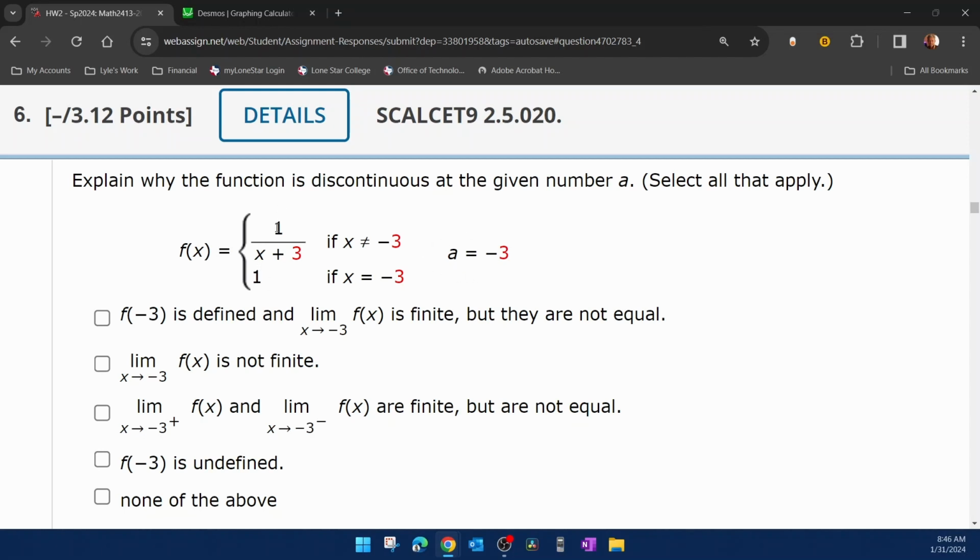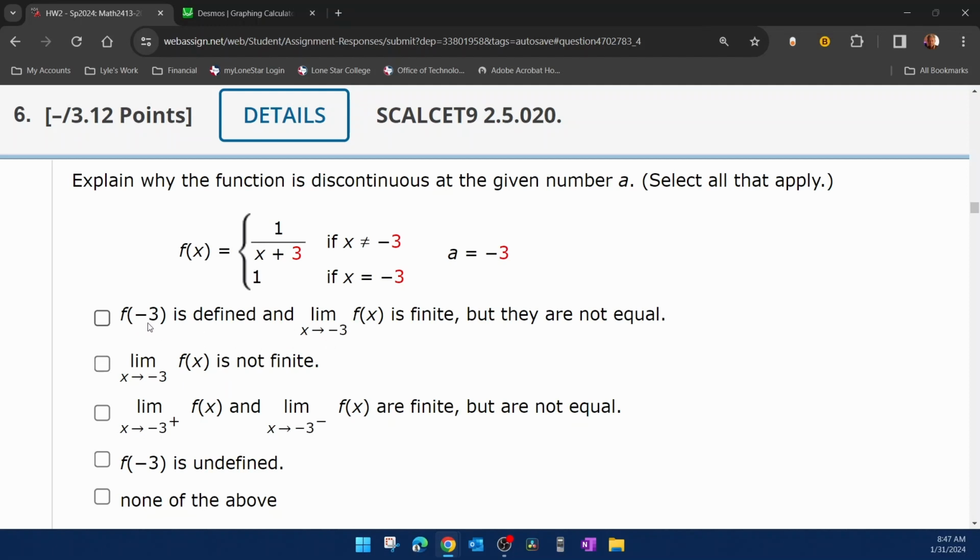If we look at our piecewise function, we can see that when x is -3, it is defined to be 1. So this option down here where it says f of -3 is undefined, that cannot be the correct answer because the piecewise function does define the function value to be 1 when x is -3. All right, so for the other answer choices, they all have to do with the limit.